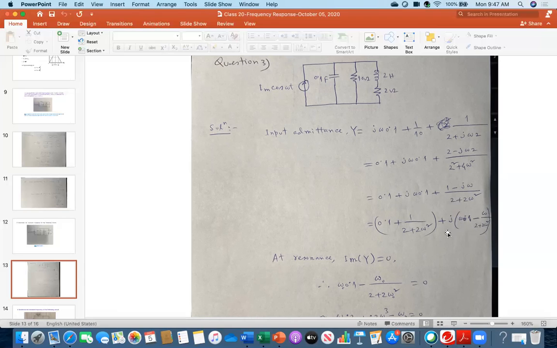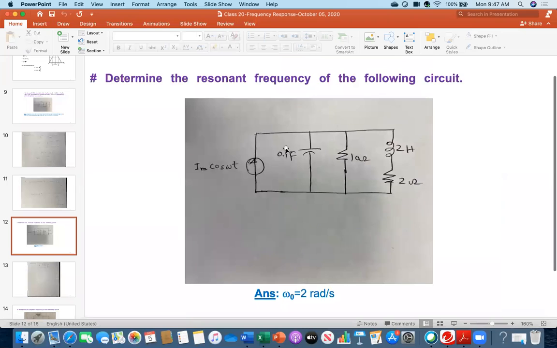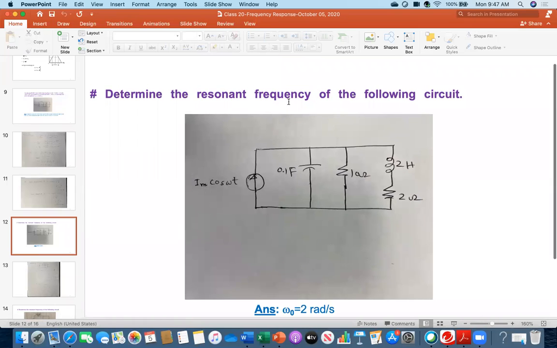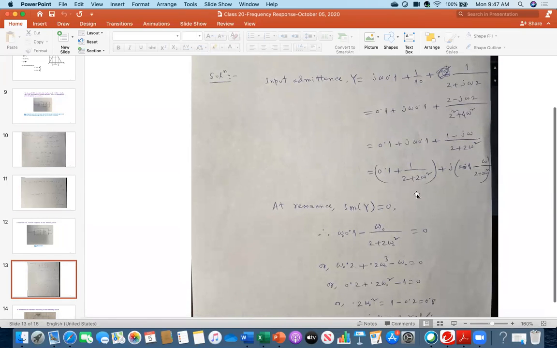And that part I am equating to 0, that resonance condition. Because my question was to determine the resonant frequency, that omega naught, that I am trying to achieve. That's why here there is omega. There is omega here, but this part is the real part, so we are fine with that. It is not our headache. We have to look at this portion, because for the resonance condition, the imaginary part of the y admittance, this is the y, should be 0. That I am doing.